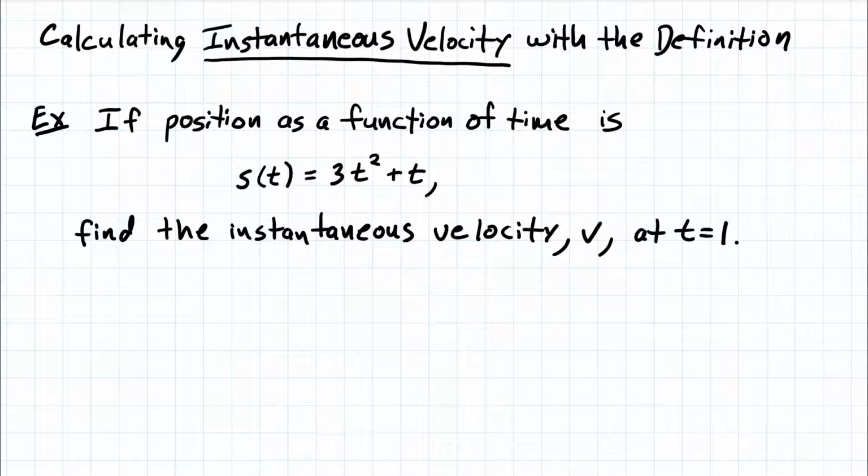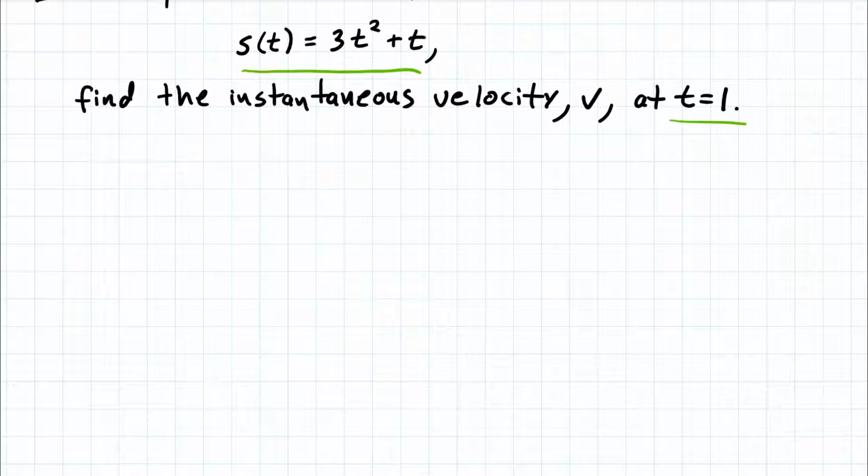All right, howdy everyone. So we're going to calculate instantaneous velocity using the definition. We're going to use the example where position is given by 3t squared plus t, and we want to calculate the velocity at time equals 1. Okay, so we're going to do this with the definition.